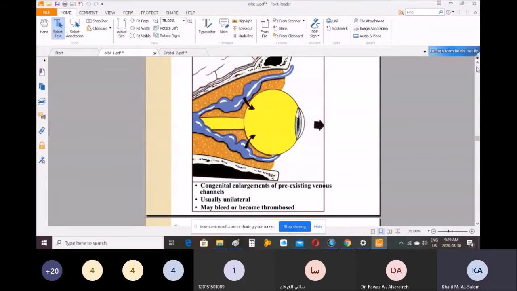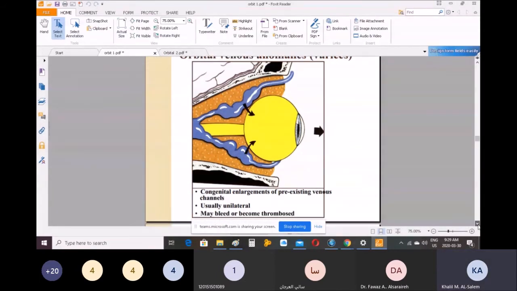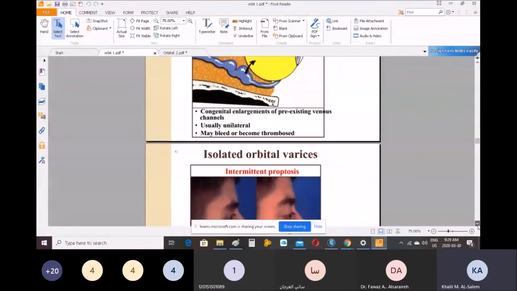Now, some people might have varicose dilatation, abnormal dilatation of the superior and inferior orbital veins. This is really a very uncommon problem. However, we teach you this because varices are very prone to thrombose. So they can come to the emergency department as a GP. It's good actually to know it and see it.